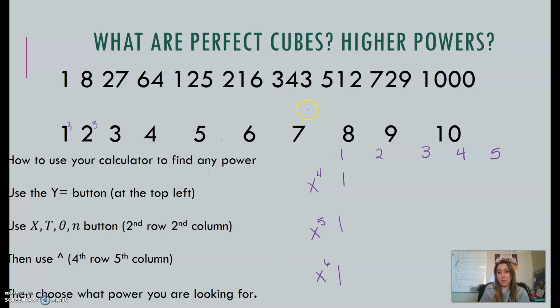We can do the same thing with 2. So 2 to the 1st power is 2. 2 to the 2nd power is 4, because 2 times 2 is 4. Times 2 is 8. Times 2 is 16. So 2 to the 4th power is 16. Well, 16 times 2, that would give me 2 to the 5th power, 32. And 32 times 2 is 64.